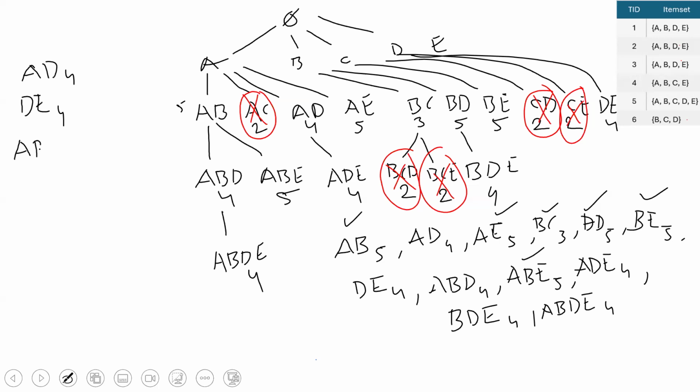ABD 4 is missed. ADE 4 is missed. BDE 4 is missed. ABDE 4 is also missed. Okay, all of this got missed.